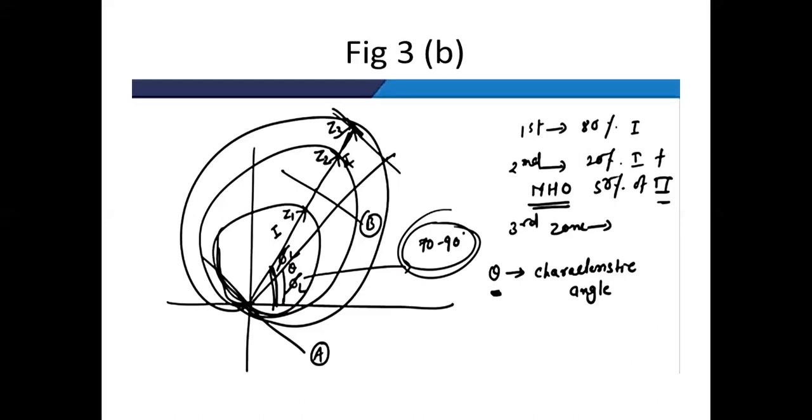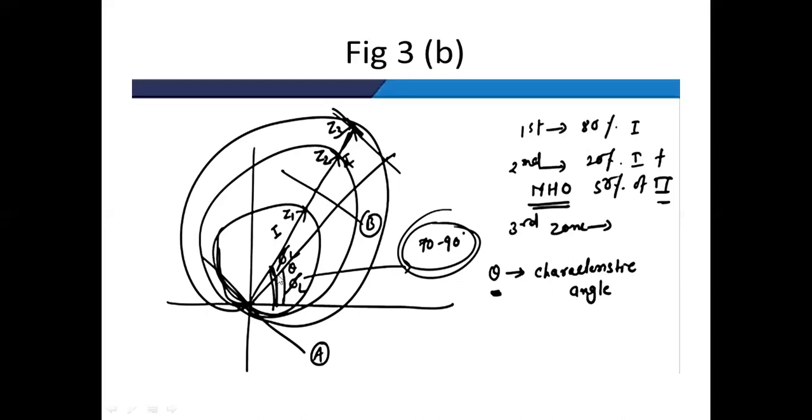So this characteristic angle is the same as the maximum torque angle in the case of the directional relay we have discussed in other classes. So this phi L varies from 70 to 90 degrees, as I have told you in the case of the directional relay. So whenever a fault occurs, the value of phi L is very high.